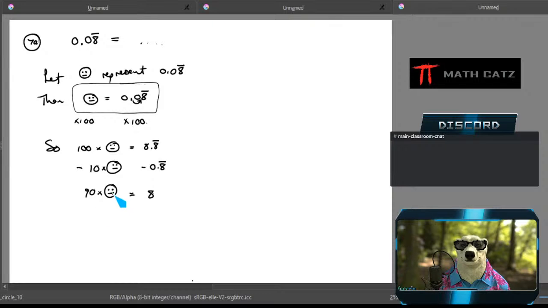See, he's almost done. He has a little smile starting to form. He's almost done. Now, the next thing is to rewrite this to a division sentence. So meh face equals 8 divided by 90. Or, of course, my fraction is then 8 over 90.